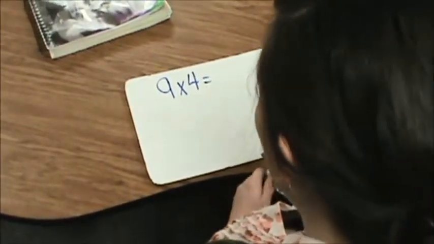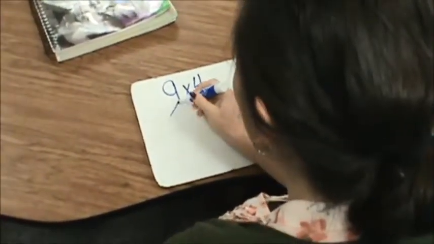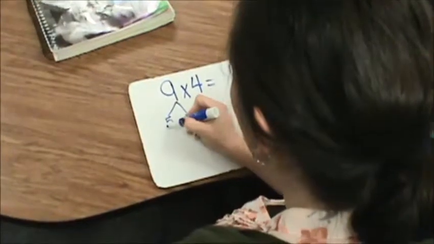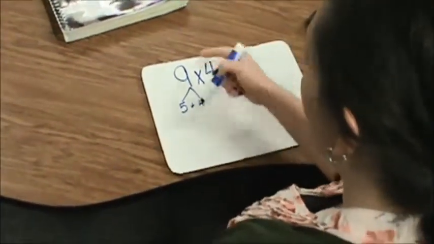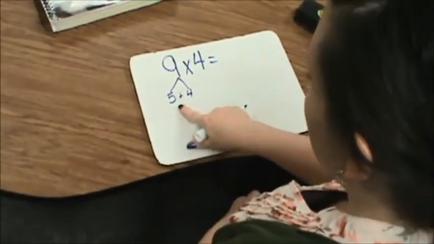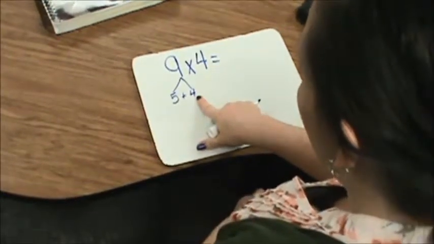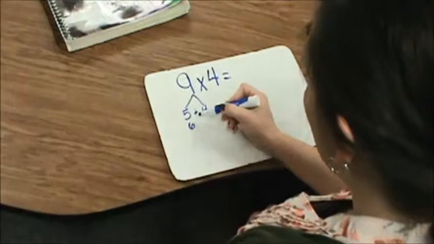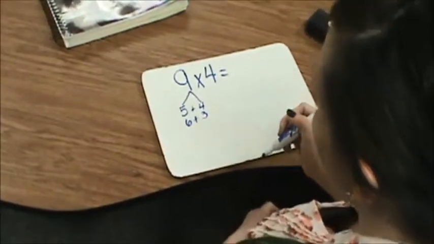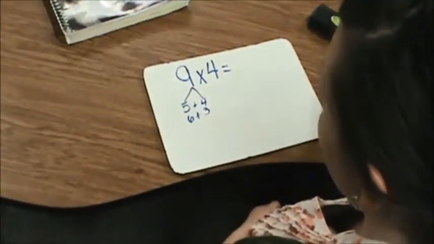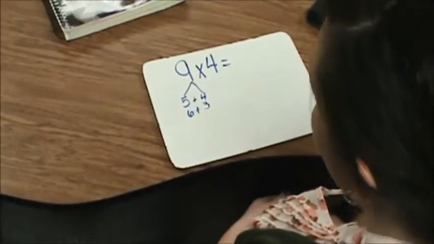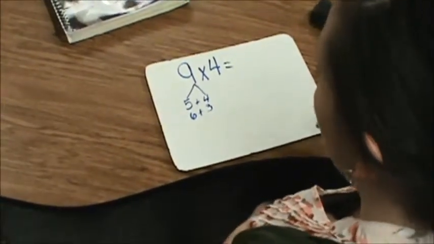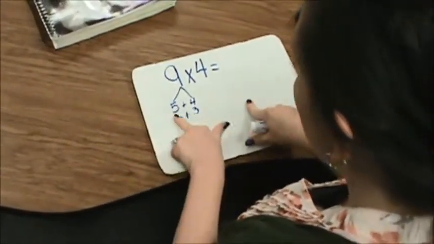If I have 9 groups, I could take that into two separate groups. I know that 5 plus 4 equals 9, so I could break it into 5 groups and 4 groups of 4, or you could even break it into 6 groups plus 3 groups. So whatever your student or your child is able to do, whatever factor is easier for them, that's what you would break it into. So I'm going to use the 5 and the 4.